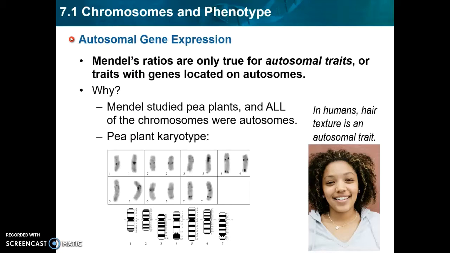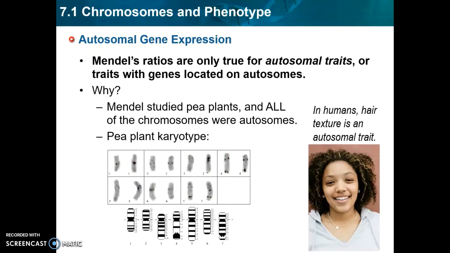So let's first talk about the autosomes. When Mendel came up with his ratios, they were only true for what we call autosomal traits. Autosomal traits are traits that are controlled by genes that are located on autosomes, meaning not on the X or Y chromosome. And this was because Mendel studied pea plants. All of the chromosomes in pea plants are autosomes. If you look at this pea plant karyotype that you see here, it's very different from the human karyotype that we saw on the last screen.